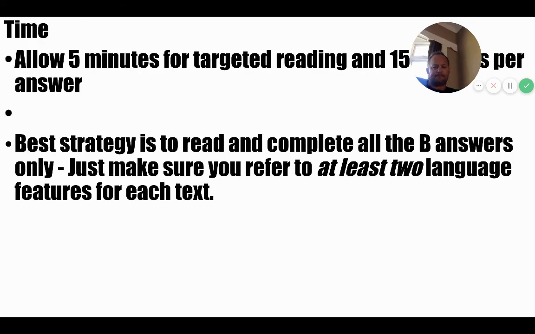And finally, allow 5 minutes for targeted reading and 15 minutes per answer. That gives you 20 minutes for each part, and because you've got 3 parts, that's your hour. Like I said, the best strategy is to read and complete all the B answers only. Just make sure you refer to at least 2 language features for each text, and don't just say they've used a simile, give the example. Okay, and that will ensure that you achieve.